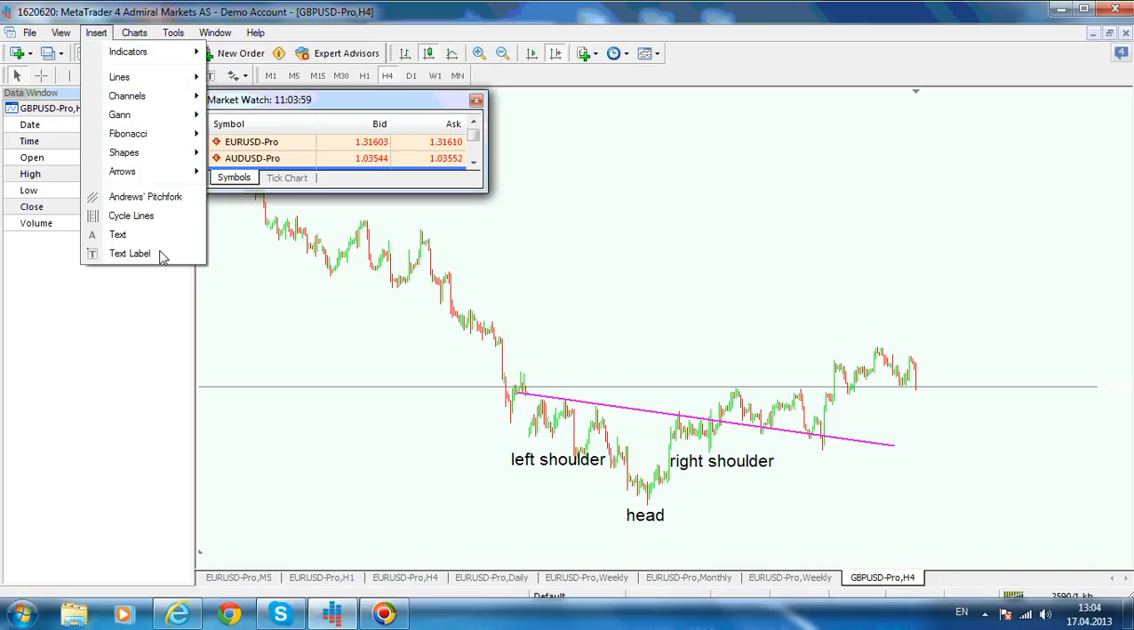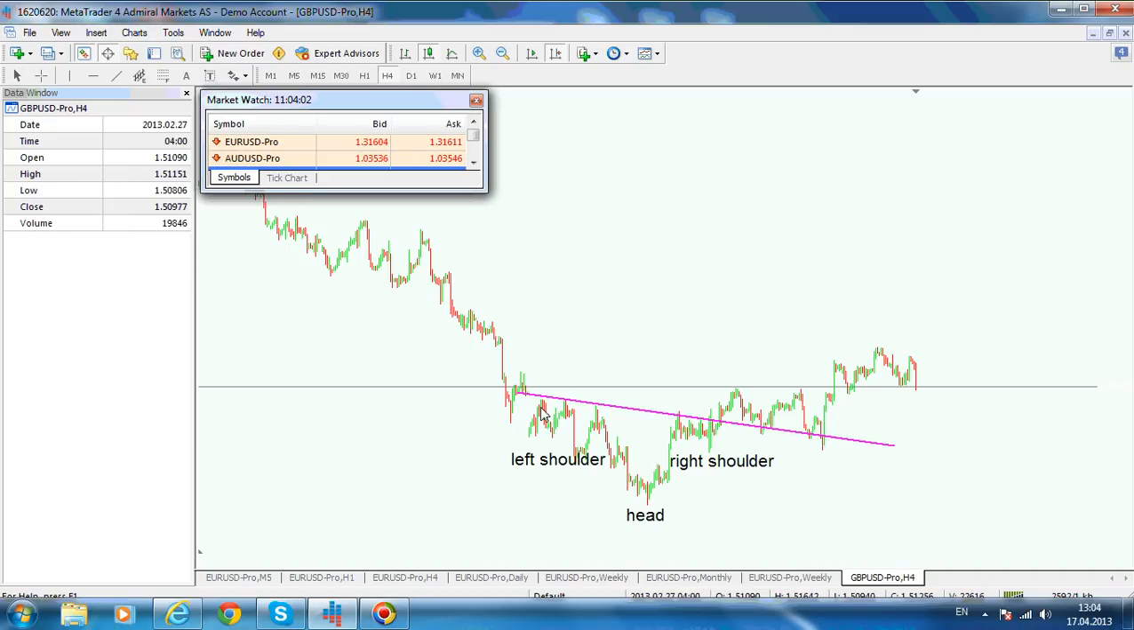Now what to look for? Let's put a shape a little bit on our shoulders in here. So 3 elements: left shoulder, right shoulder, and the head. Now this is a reversal pattern, and being a reversal pattern it should be treated as such. The minimum objective, or the measured move, for the inverted head and shoulder or head and shoulder is the distance from the high, or from the low in this case, to the neckline.